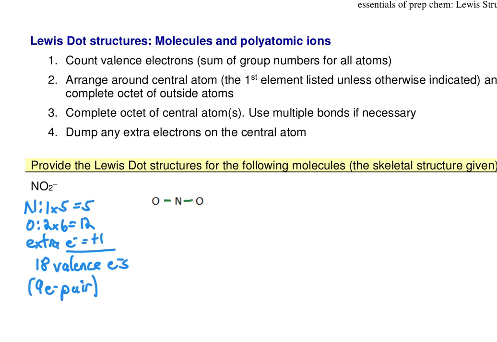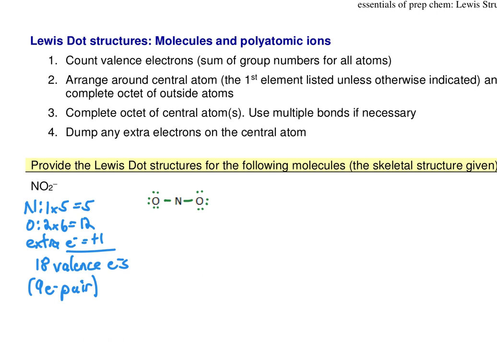And now we'll connect or complete the octet of the outside atoms. So each of them is going to require 3 electron pairs. And now the octet on the outside atoms is complete.